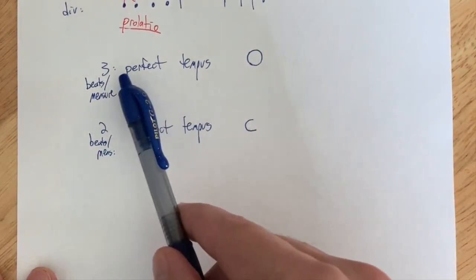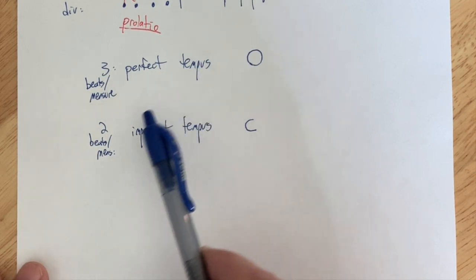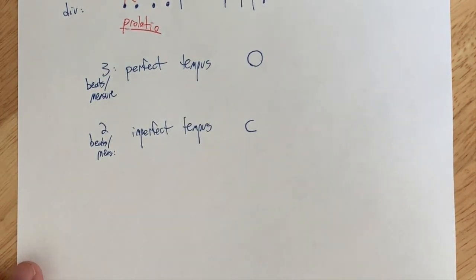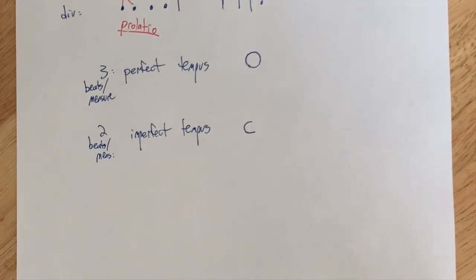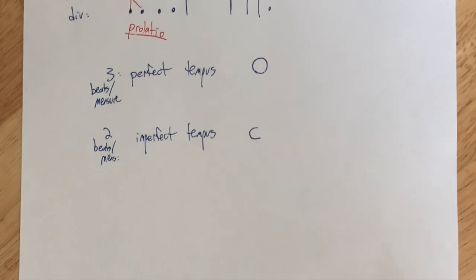So in a perfect tempus, there's 3 beats a measure. In an imperfect tempus, there's 2 beats a measure. That means our John Philip Sousa is an imperfect tempus. Let's listen again. 2 beats a measure, right?